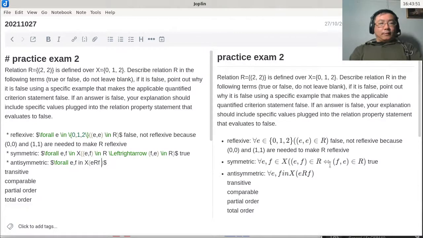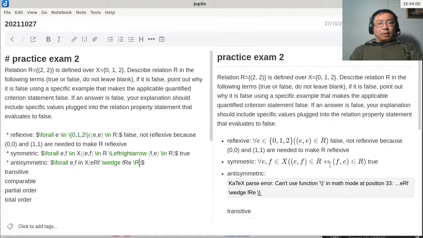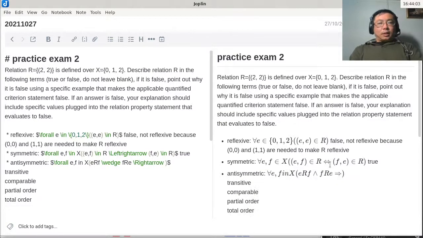And then we have a conjunction, which is a wedge, FRE, and that implies, we have a right arrow in this case, it implies E and F are the same. And let me put in some extra parentheses just so that there's no way to misinterpret the nesting of the expressions. Alright, so this is the definition of antisymmetric, and I think I'm missing one close parenthesis. There we go.